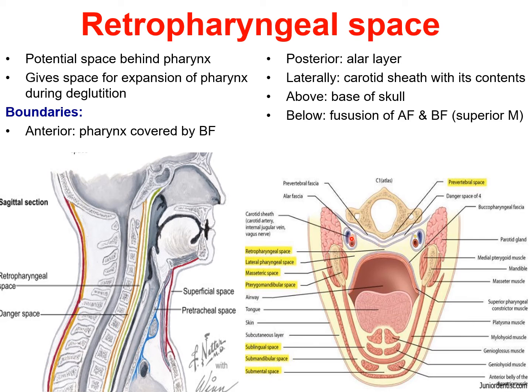As you can see, this retropharyngeal space is bounded anteriorly by the pharynx covered by the buccopharyngeal fascia and posteriorly by the alar layer of the prevertebral fascia. Laterally, it is bounded by the carotid sheath and its contents. Above, it extends up to the base of the skull. And below, it is limited by the fusion of the alar fascia with the buccopharyngeal fascia in the superior mediastinum.